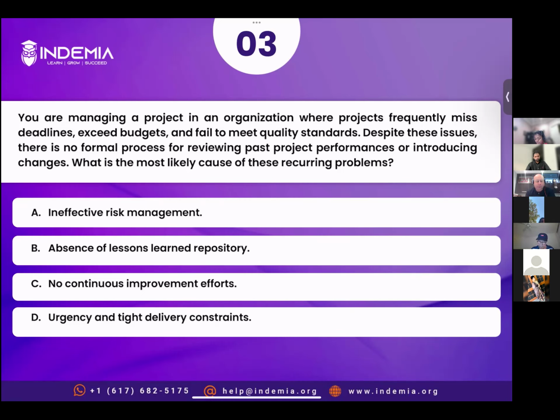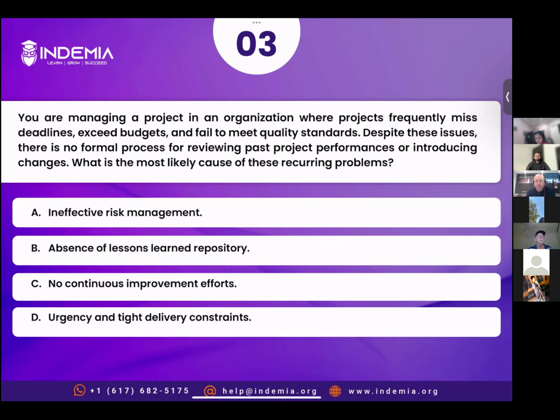All right, thank you. Manmeet, you have chosen option C. I think it's all improvement because it has everything bad. No deadlines are being met, budgets are exceeding, quality standards are not up to the actual standards. So I think everything is an issue here. So when it comes to such a situation, there are improvement efforts that are lacking in the organization. That's why I picked option C. All right, Manmeet, why not option B?